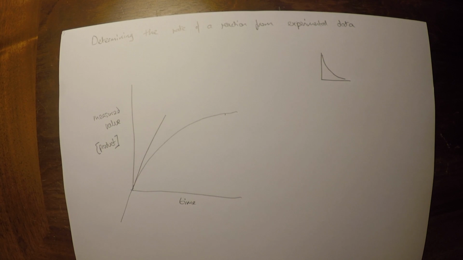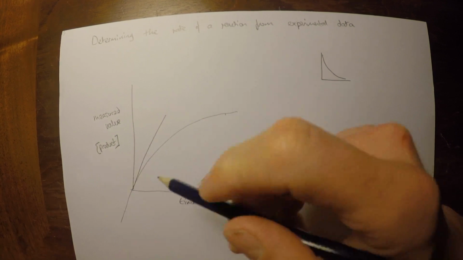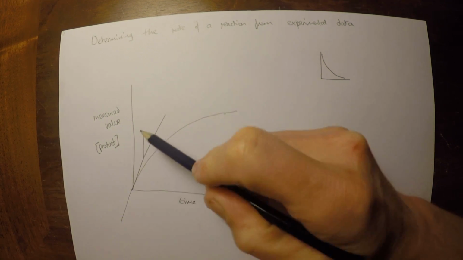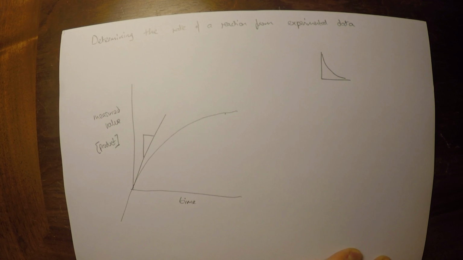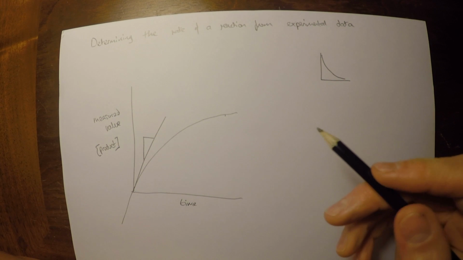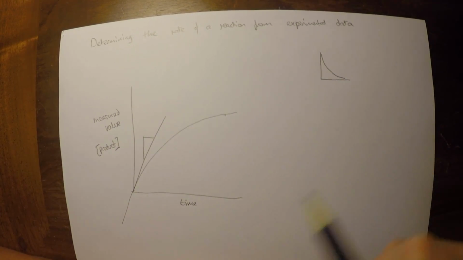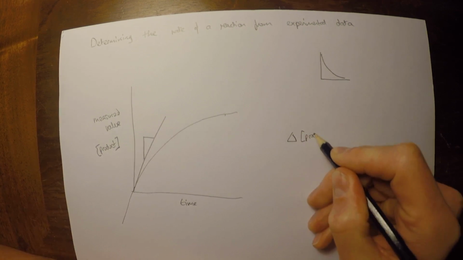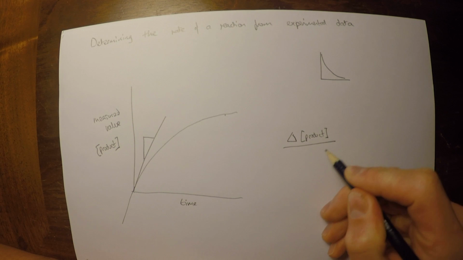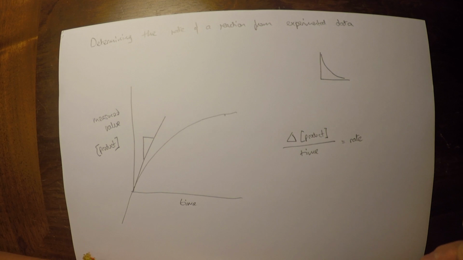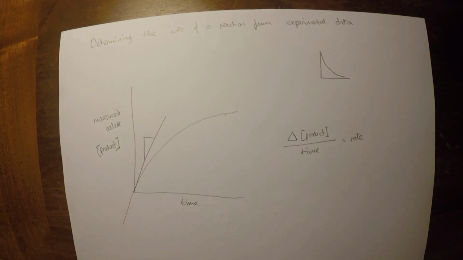So we can take a tangent to the curve, and then we can find the gradient of this tangent by looking at the rise over the run. So picking any 2 points on this straight line and finding the gradient of that. And that gradient is then going to enable us to calculate the rate of the reaction at time 0, where we can have our change in concentration of product in this case over the time it took for that to happen. So this is how we can calculate the rate from experimental data.